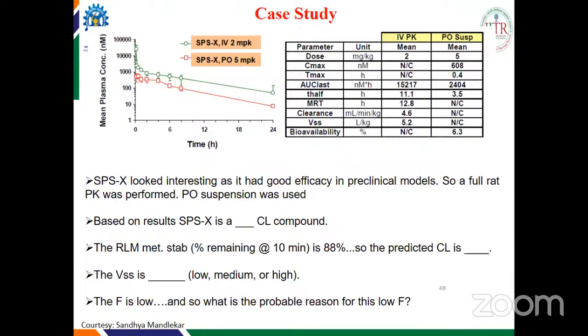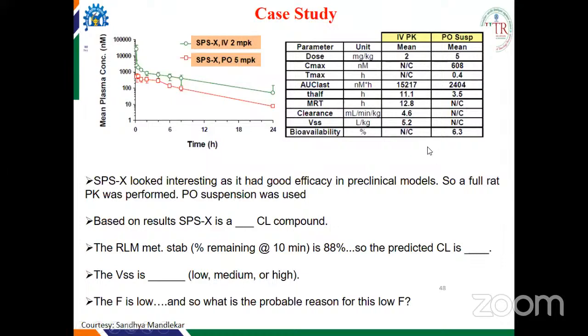So coming to a very simple case study, though it is not a one-on-one discussion in that sense. This is how we apply that understanding of kinetics. Let's say I did the kinetic study of a molecule, the intravenous study and the oral studies, and I came to know that my molecule has a bioavailability of only 6.3%. But my compound clearance is only 4.6 ml per minute per kg. And remember that hepatic blood flow was 55 ml per minute per kg in the rat. So compound clearance is 4.6 only.